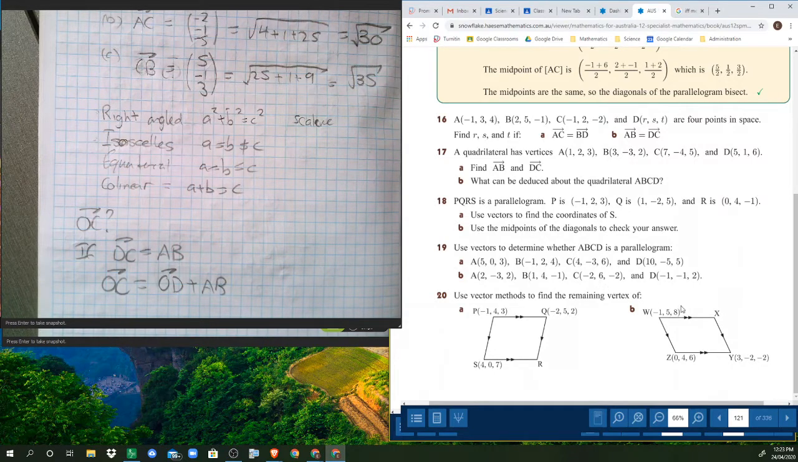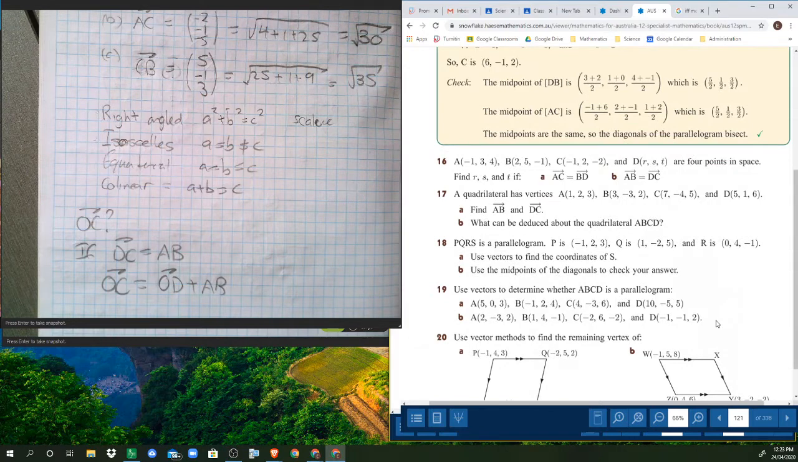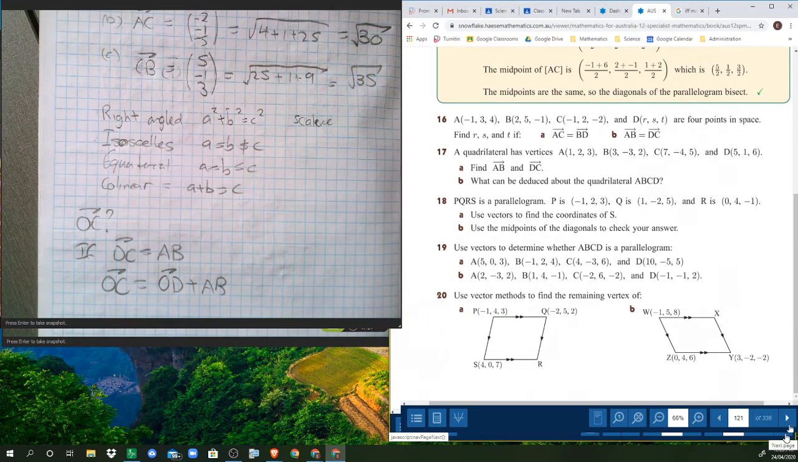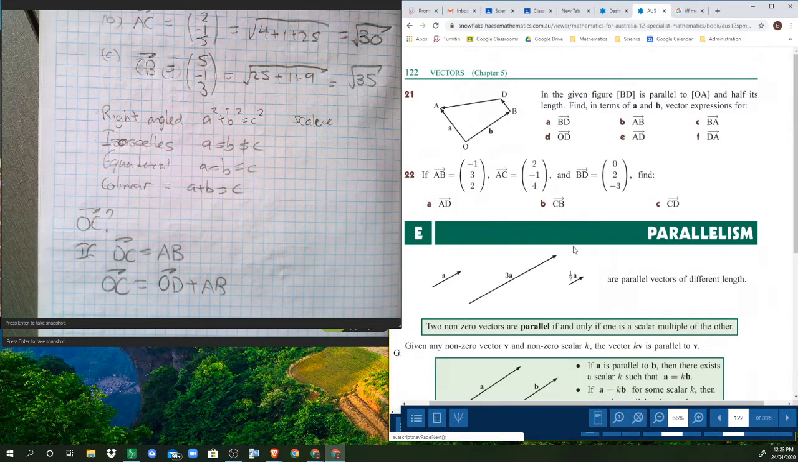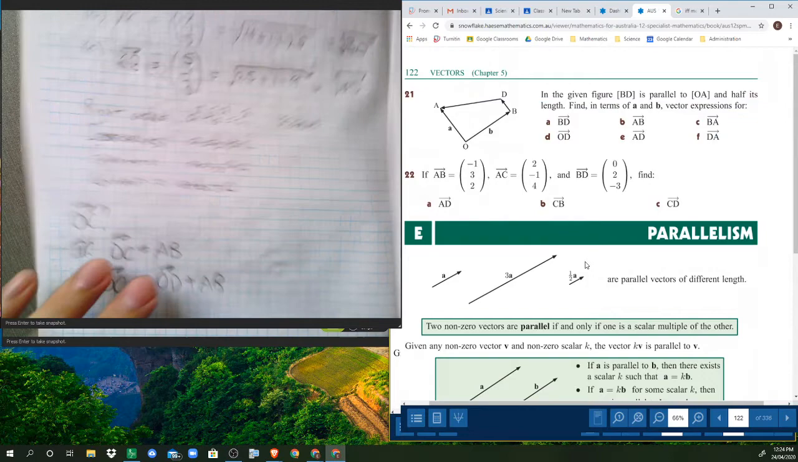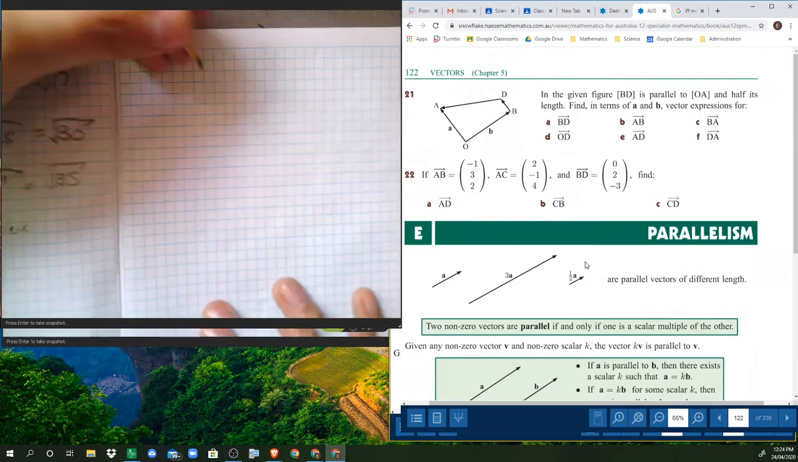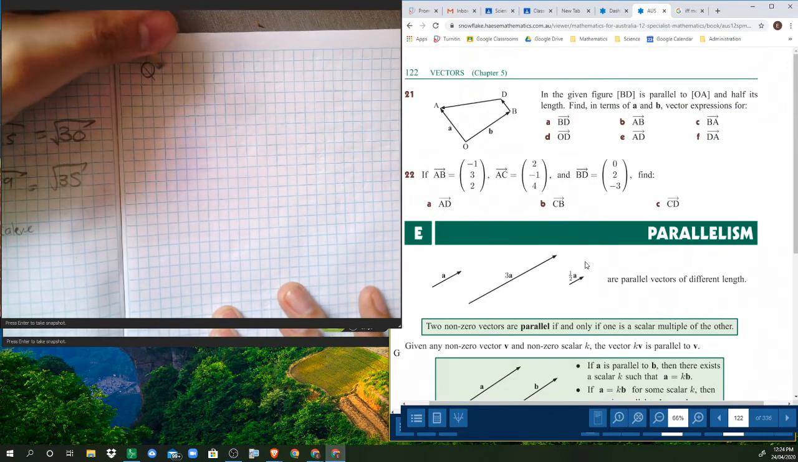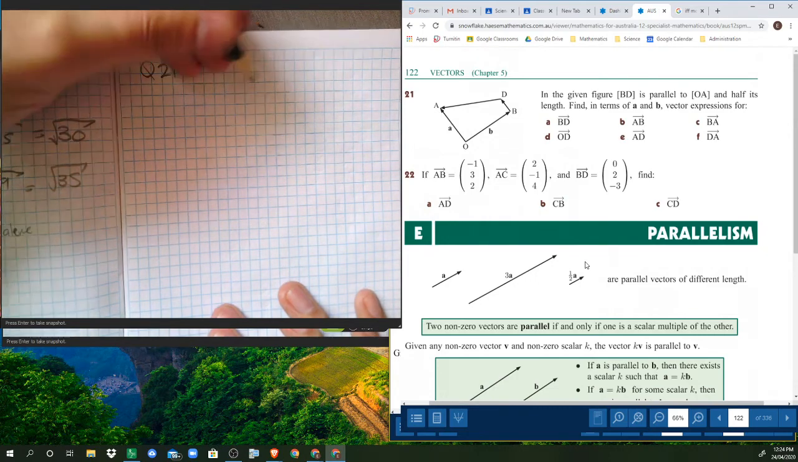I don't find this stuff particularly challenging. I've talked about this in general as how you approach finding the missing vertex of a parallelogram using vector methods. Maybe something like 21 might be interesting. Let's have a look at that. Let's do 21, and I think this will be the last question I do from D.